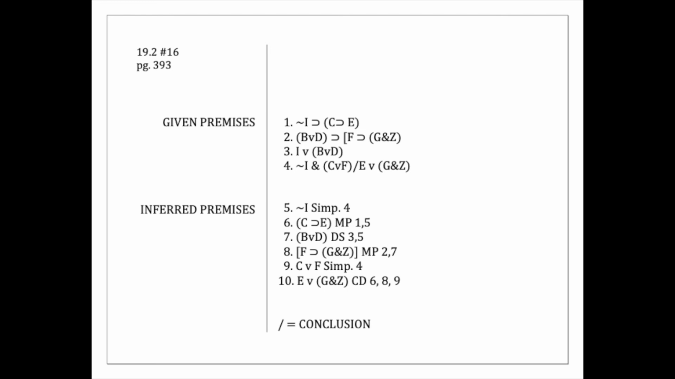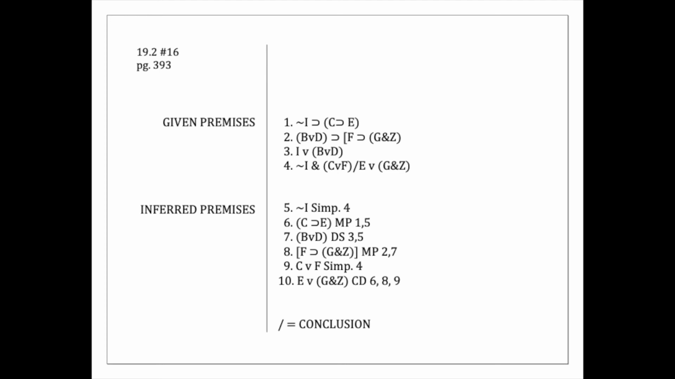Premise 3, you have a disjunction, I or B or D. Premise 4, you have a conjunction. It's not the case that I and C or F. The conclusion, E or G and Z. Okay, so what are we going to do first? Ask yourself the question, what can we infer based on the new set of rules that we've learned this week and based on the first 4 rules that we learned in Chapter 18?